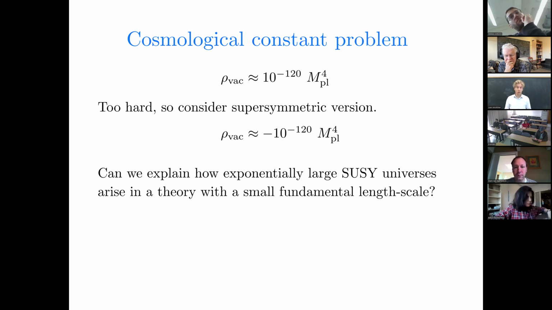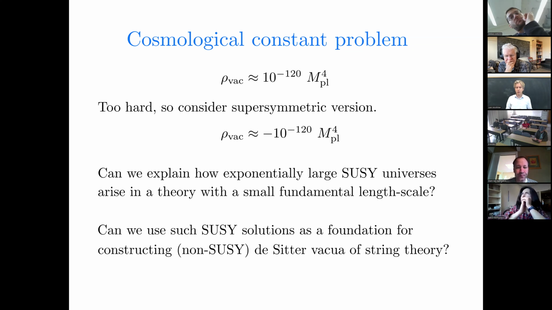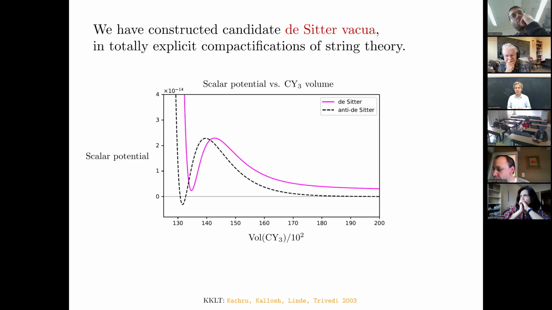And what we'd further like to do is build on that understanding to use supersymmetric solutions as a foundation for constructing necessarily non-supersymmetric de Sitter vacua of string theory. And that's what we've done in some way. We've constructed candidate de Sitter vacua in totally explicit compactifications of string theory along lines laid out more than 20 years ago by Kachru, Kallosh, Linde, and Trivedi.